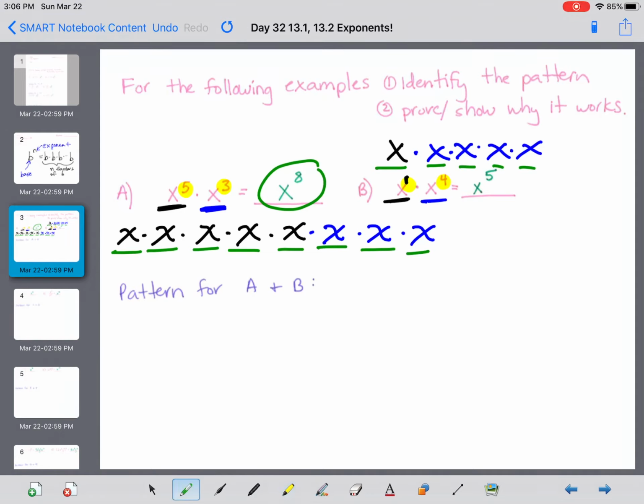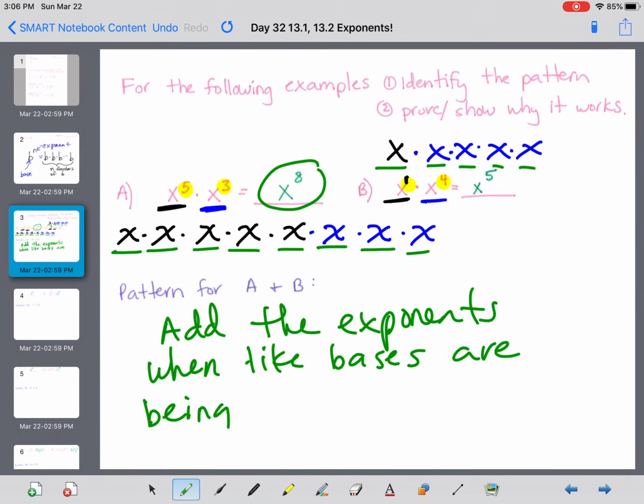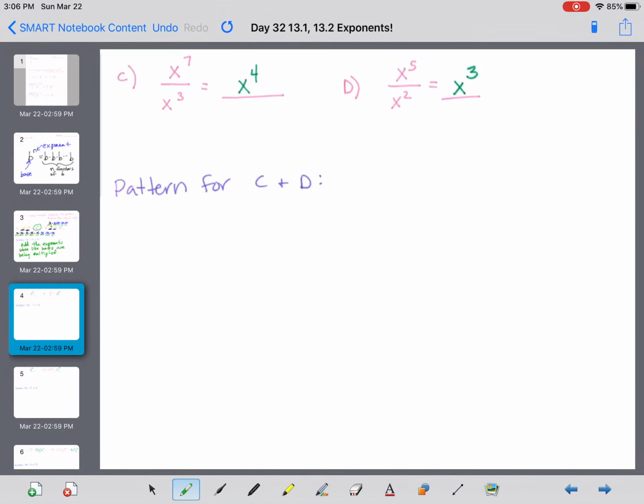So our pattern for A and B is that you add the exponents when like bases are being multiplied. Like bases mean that it's going to be the same base. Both bases here were x. So when we're multiplying things together with the same base, we could go ahead and add those exponents together to simplify it. Let's look at the next one.